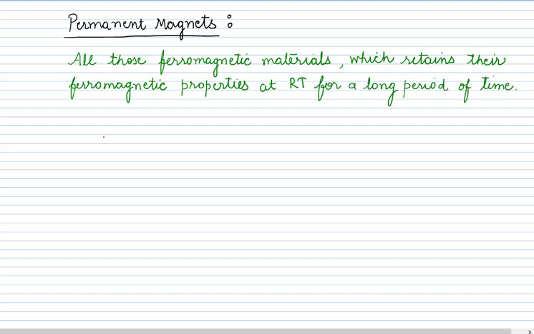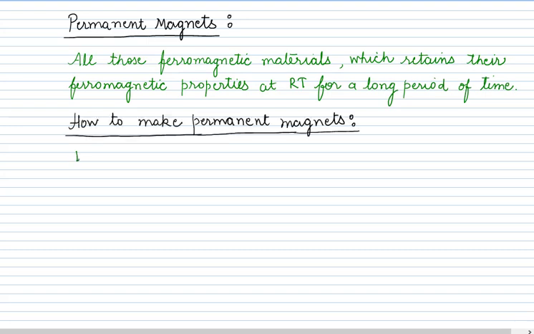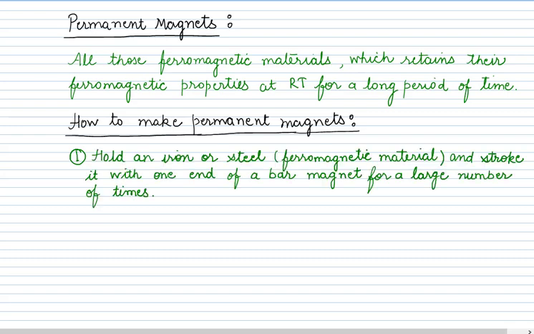The next question is how to make permanent magnets. The first and easiest way is to take any of the ferromagnetic materials. It may be iron or steel. Then you take a rod of iron or steel and you stroke it with one end of a bar magnet. So all the magnetic properties of the bar magnet are transferred into this ferromagnetic material. If you do it a large number of times, then that steel or iron rod will also have magnetic properties, and it will become a permanent magnet. So that is how we can easily make a permanent magnet.